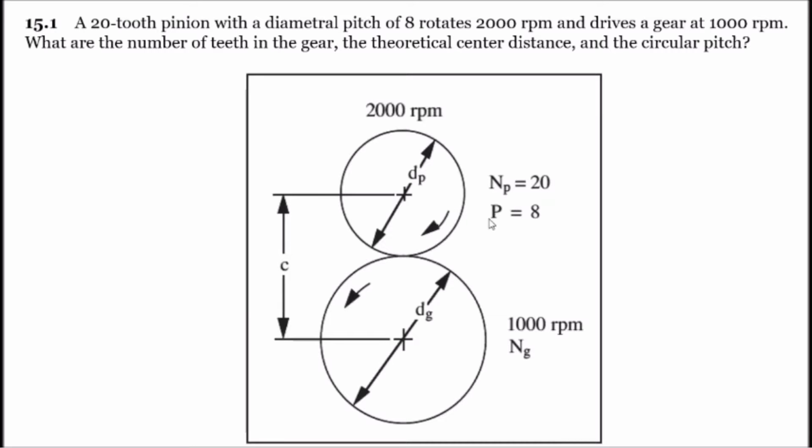We have the pitch, capital P, is equal to 8. We have over here the number of teeth is equal to 20. It has some diameter, d sub P, and rotates at 2,000 RPM. Then we have this theoretical center distance here where it comes down to our gear, which has some diameter, d sub G. We know that this rotates at 1,000 RPM, and we're looking for the number of teeth. So that's the first thing we're looking for, the number of teeth. Then we're looking for C, and then we're looking for what our circular pitch, lowercase p, is down here.